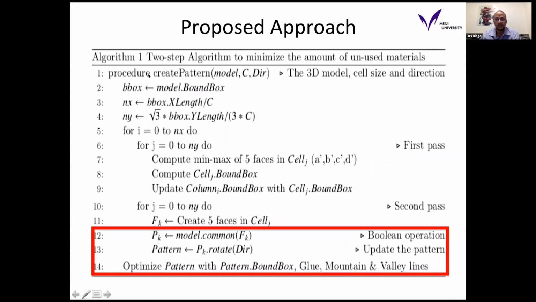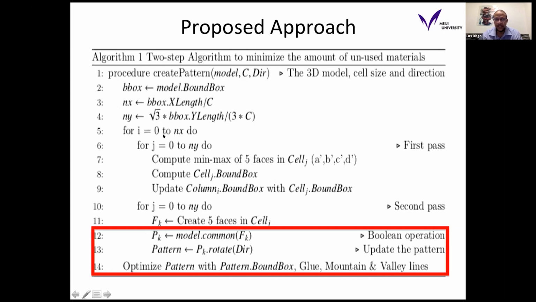The 2-step algorithm just has as input a 3D model, any 3D model, which could be a mesh model or a solid model. In the case of a mesh, we convert the mesh to a solid one in order to be able to do the Boolean operation with the original uniform honeycomb. So we include the cell size and the direction of the cells in the model. Based on this, we calculate the bounding box and the number of cells we will have in the x direction and the y direction, and we have 2 passes.